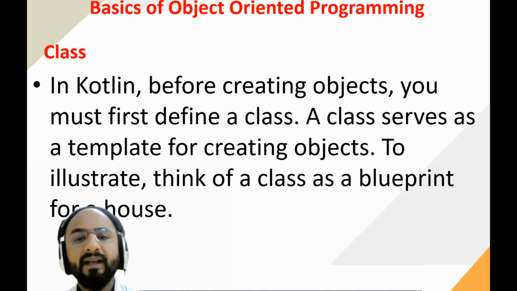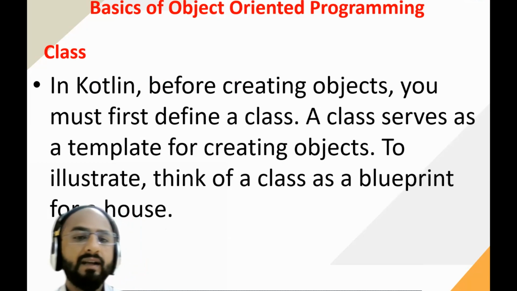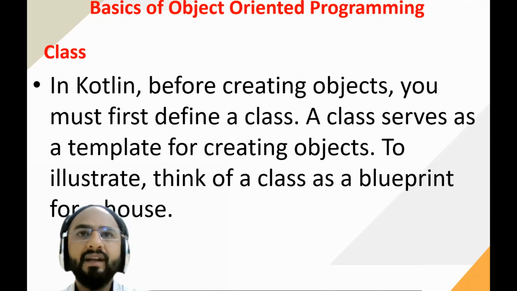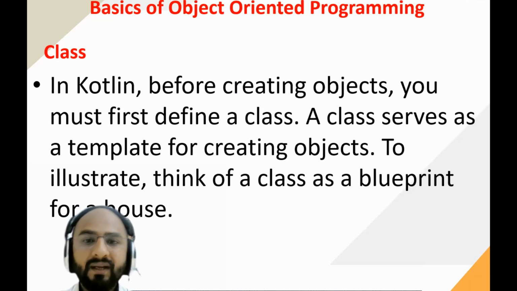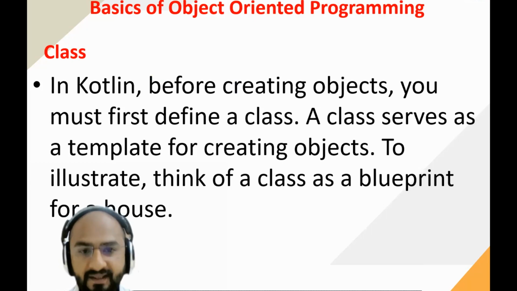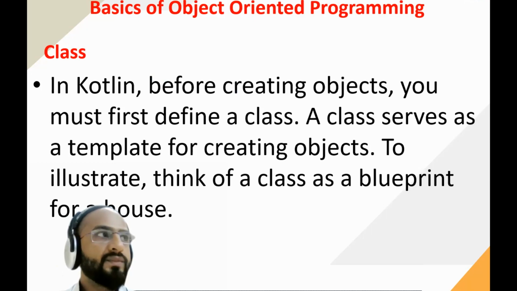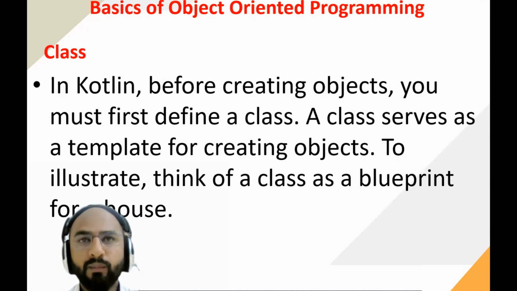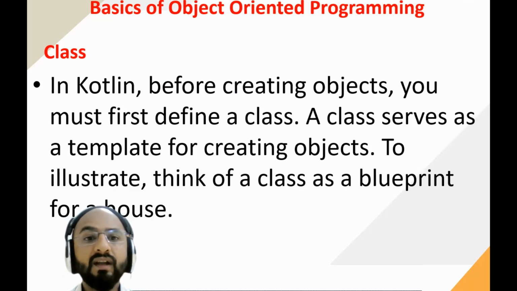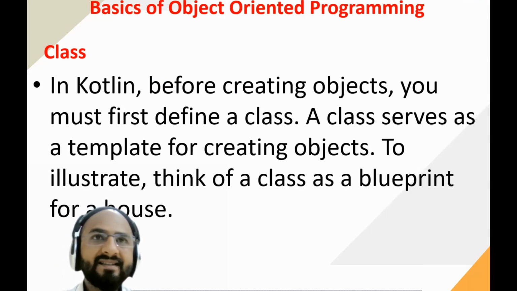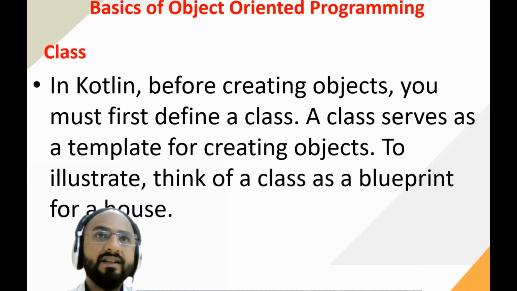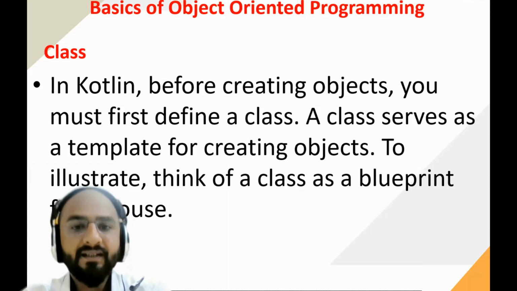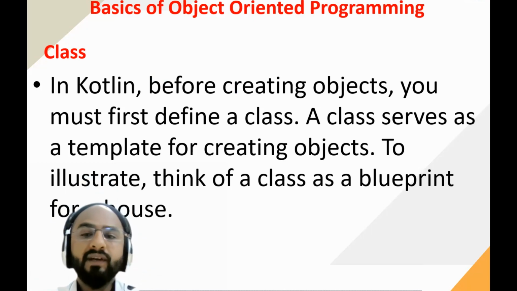Class in Kotlin: before creating an object, you must first define a class. This is the main difference between the class and object also, which we have discussed in the previous lecture. So a class is a virtual entity and an object is a physical entity, right? All the object-oriented fundamentals are related to real human life. A class is, we can say, a blueprint of an object, and an object is an instance of the class. We can say that also. This is what we have discussed in the previous lecture.